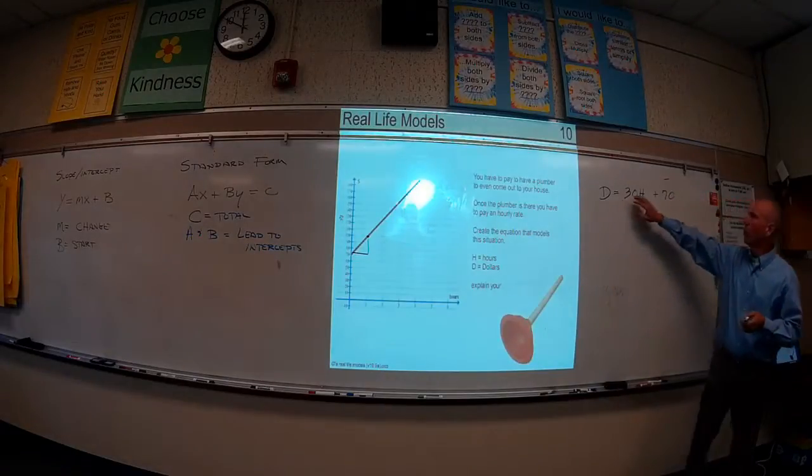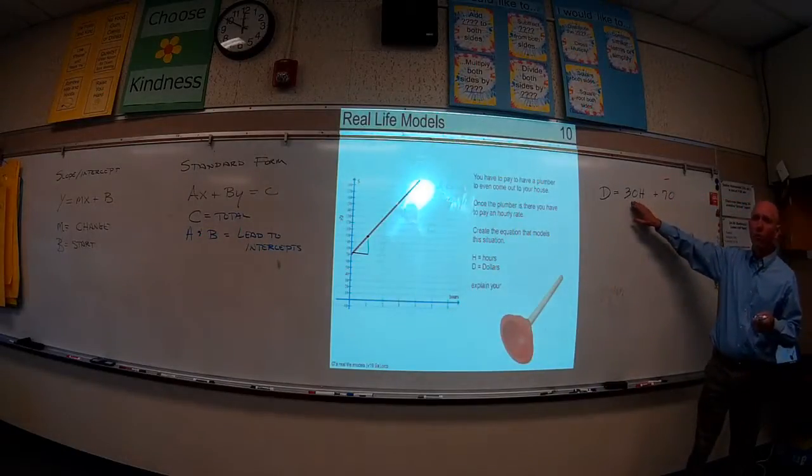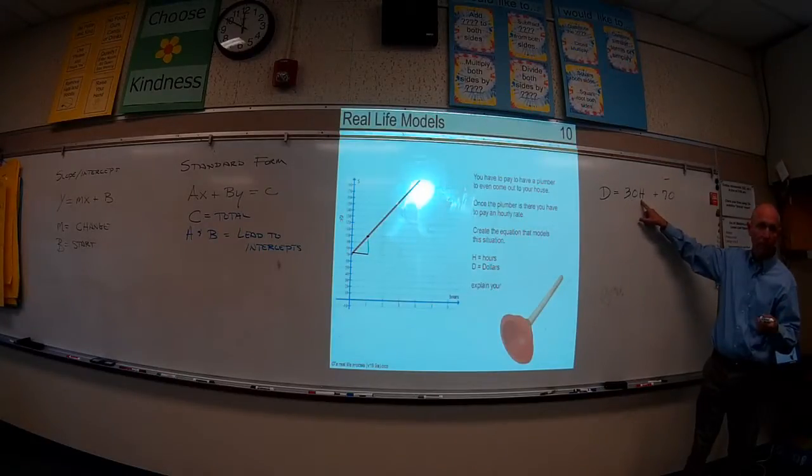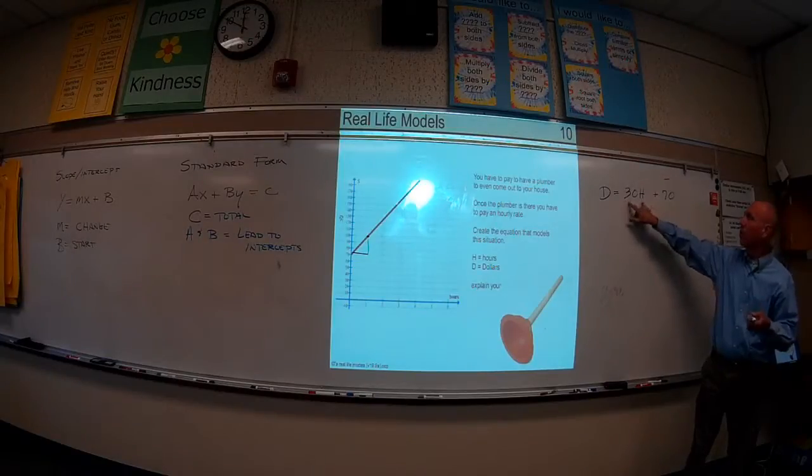So this is my equation. What does the 30 represent, Gavin? The amount of money he gets per hour. Presley, what does the H represent? How many hours he works. Nico, so what does the 30H represent? How much money he gets from the hourly, from working. This is how much he made for working.